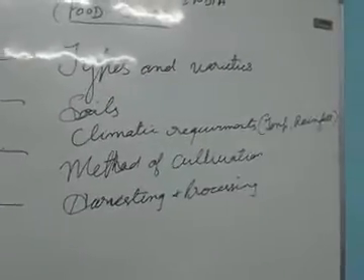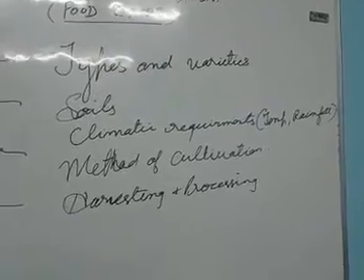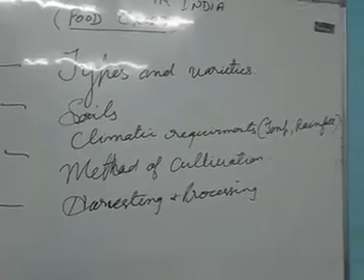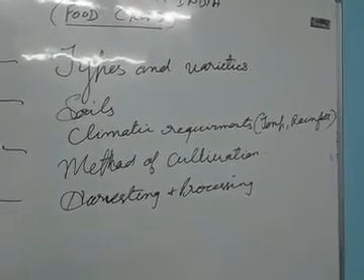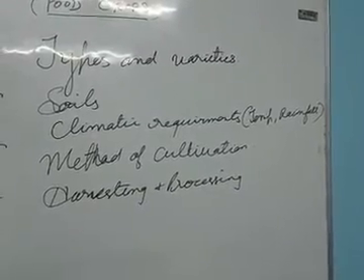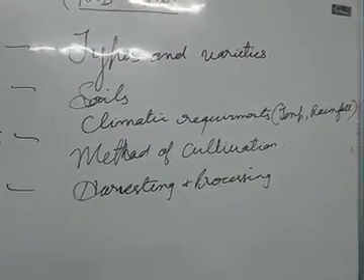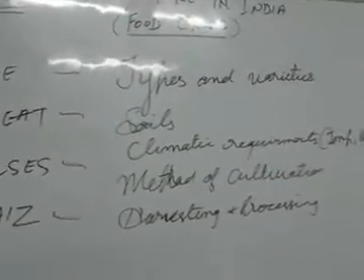After reading rice, we will read about wheat, and all these things will be read out the same way for wheat. Then we will move to pulses, and once again everything will be read out: types and varieties, soil, climatic requirements like temperature and rainfall, then method of cultivation including harvesting and processing. And finally maize, also an important crop, and we will read about all these things.